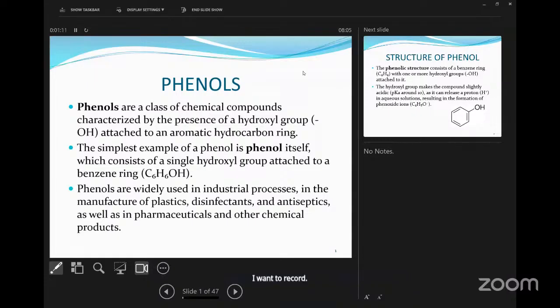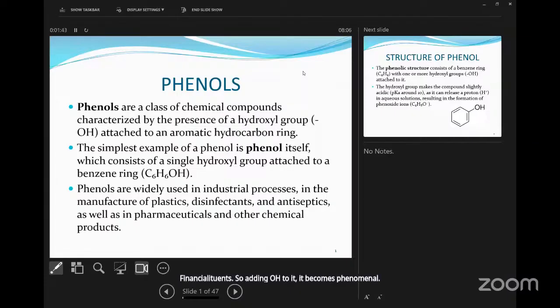So once again, welcome to CHM 213 class. So today we are starting with phenol, and phenol is just like alcohols that has the hydroxy group attached to it. But the hydroxy group is attached to a benzene ring. And that's because the benzene ring as a substituent is called phenyl, the phenyl substituent. So adding OH to it, it becomes phenol.